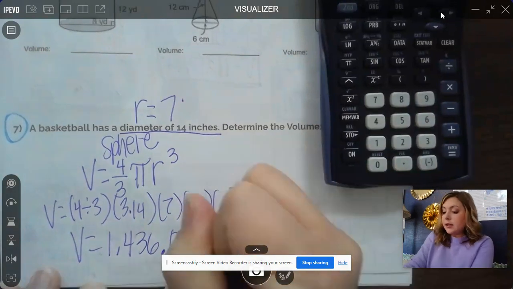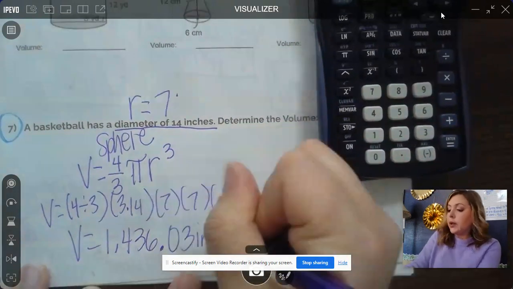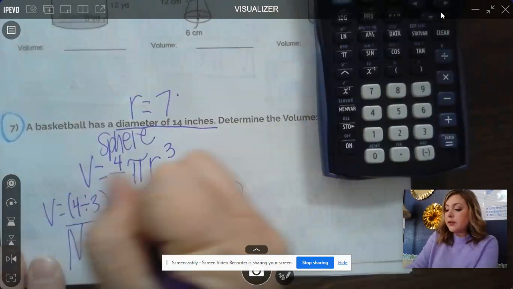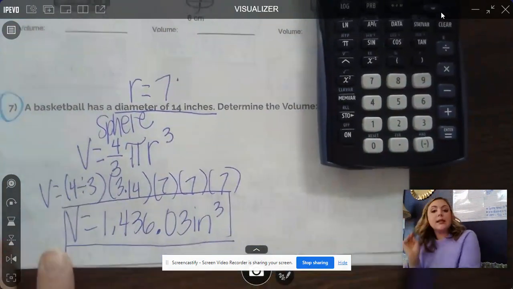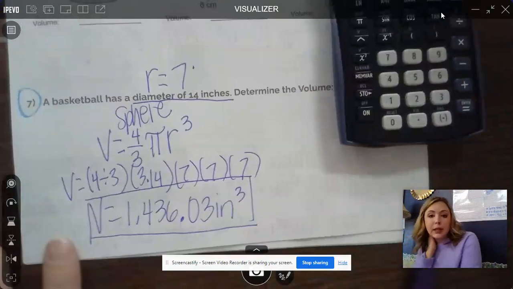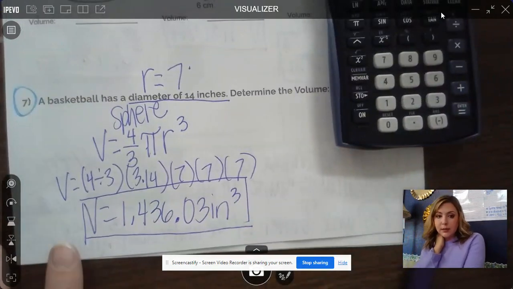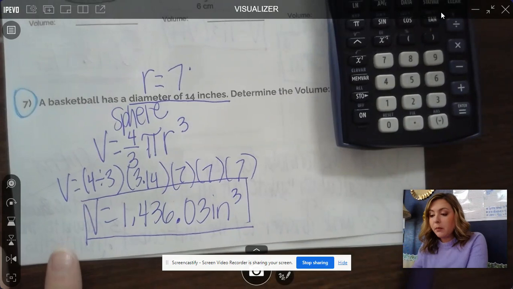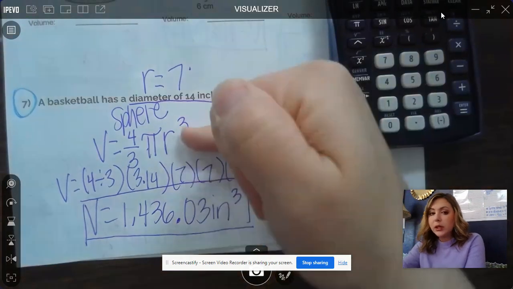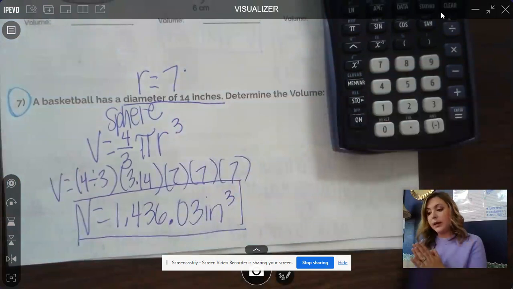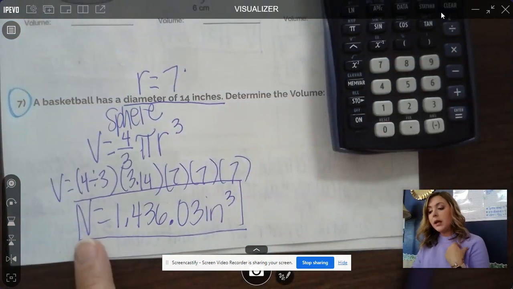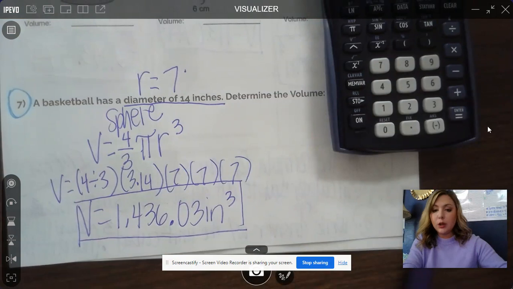Our unit here is inches, and a sphere is definitely a three-dimensional figure. So your final step should say that volume equals 1,436.03 inches cubed. Okay, remember that we write our formula every time. We write our calculator step of everything we're going to put in, and then a volume equals with a unit cubed.